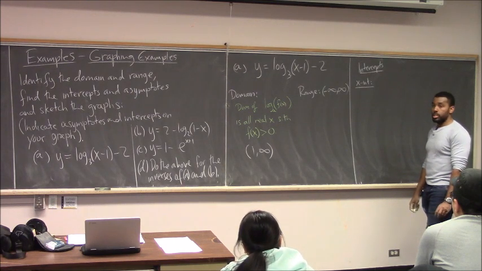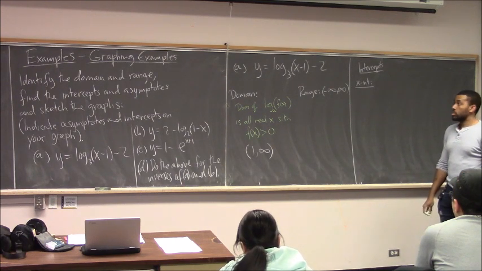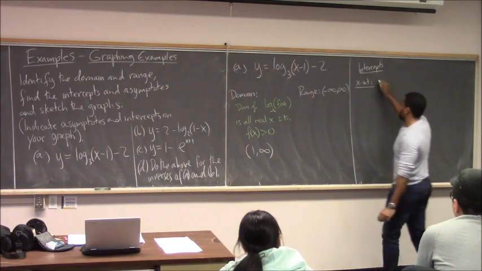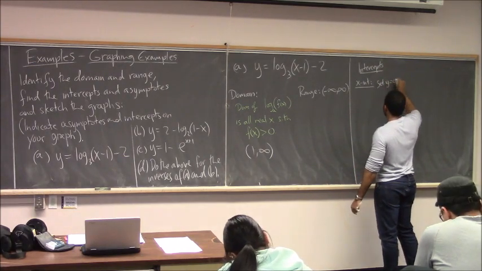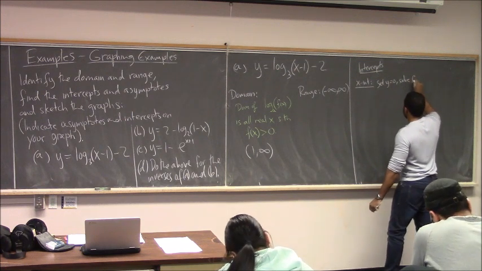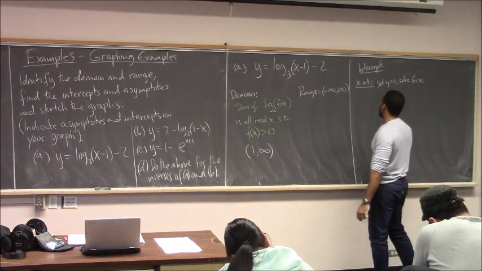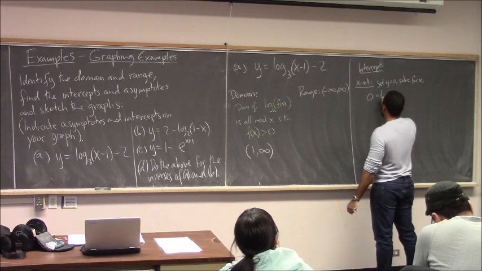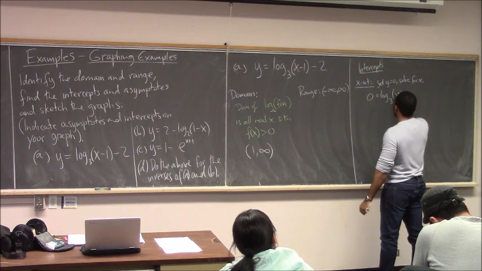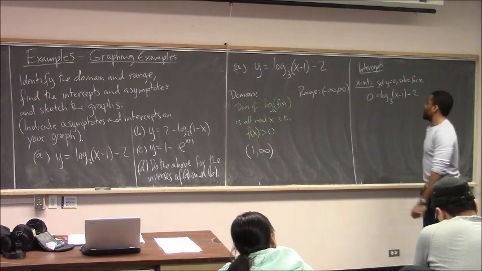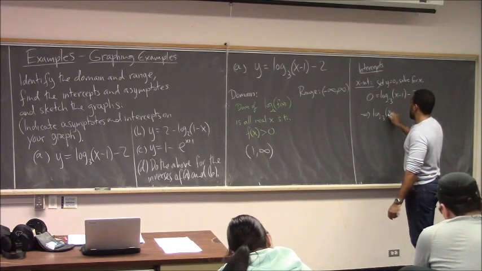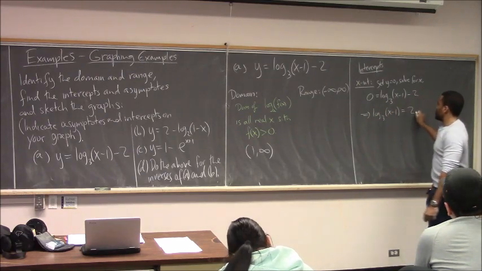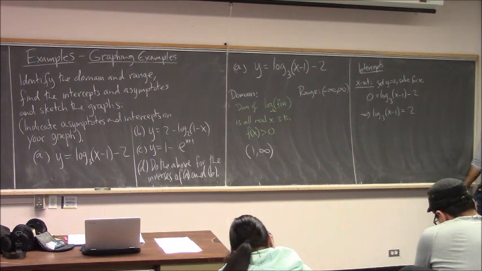How do you find x-intercepts? How you always find it every single time: you set y equals 0, you want to solve for x. So this means you're going to need this to be true, which means you're going to need log to the base 3 of x minus 1 to equal 2, by bringing the 2 over.